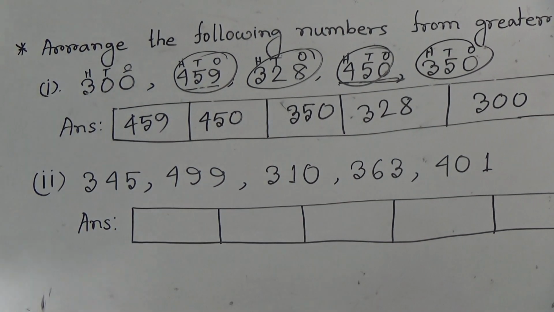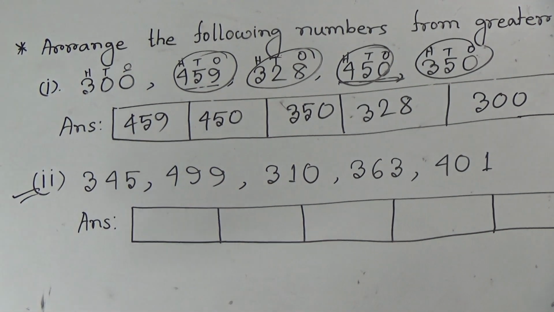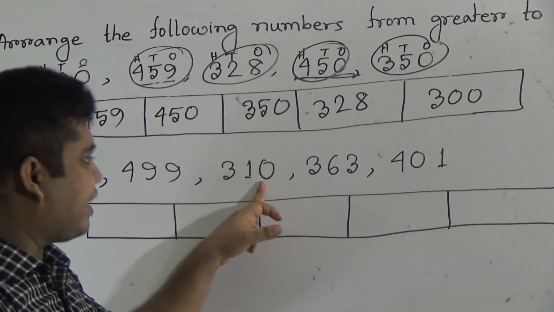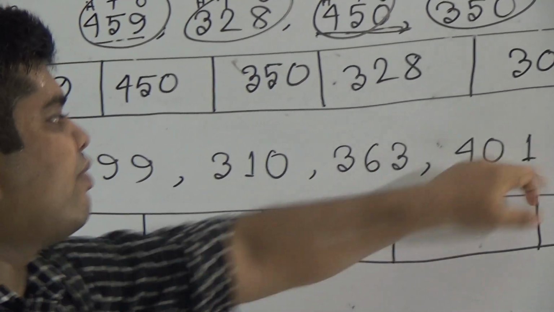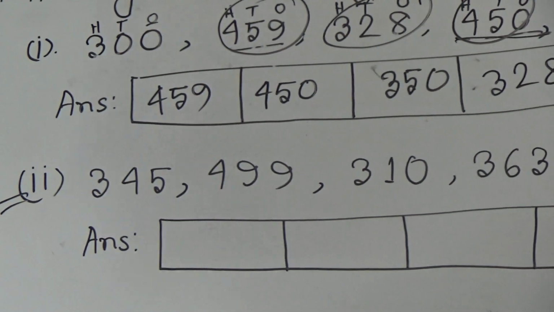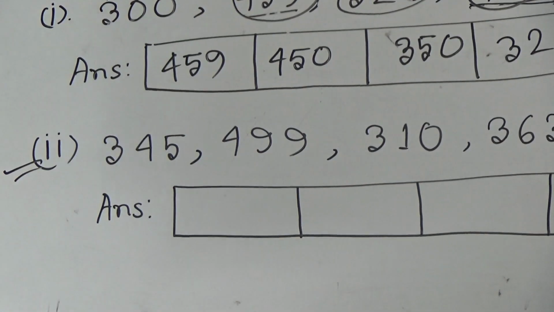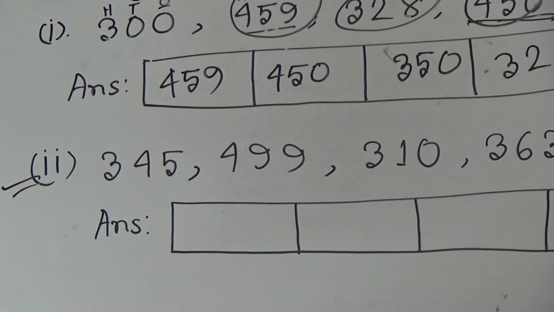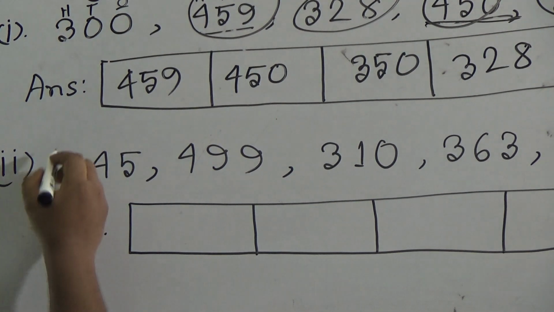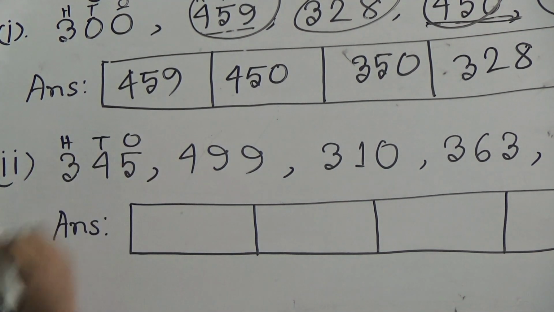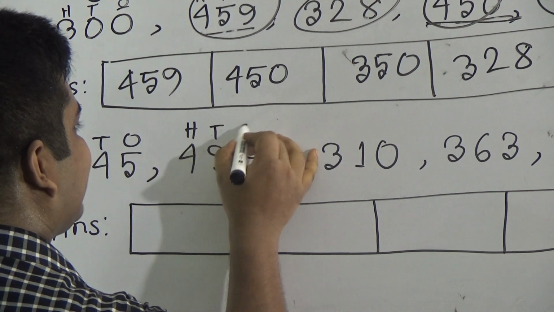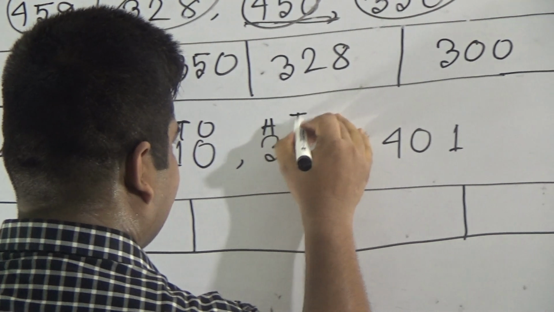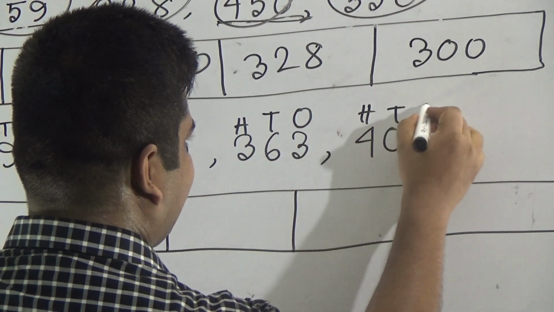Okay. Number 2. Here 5 numbers are given: 345, 499, 310, 363 and 401. Among these 5 numbers, we need to find out which number is greater, because we need to arrange the numbers in greater to smaller form. So, let us write the 100 place, tens place and ones place for each number.